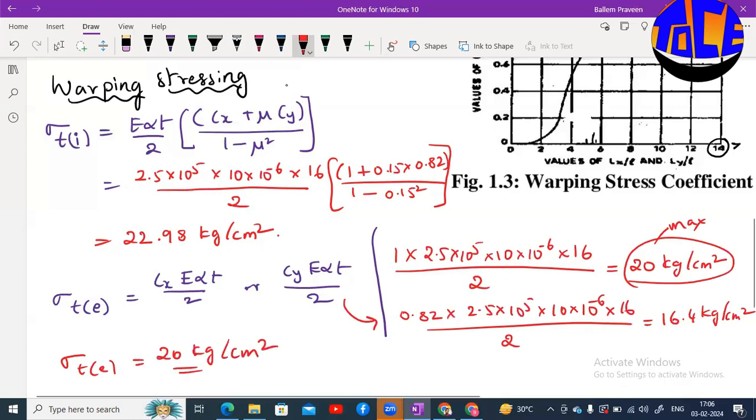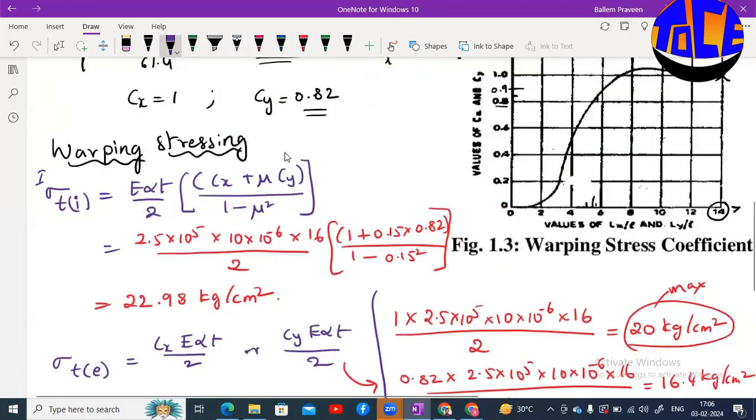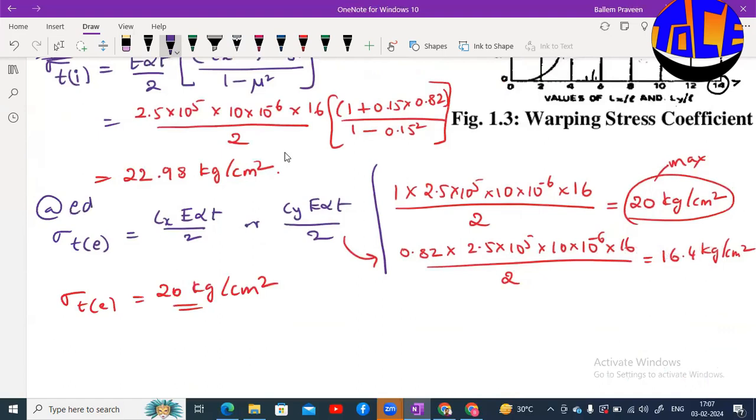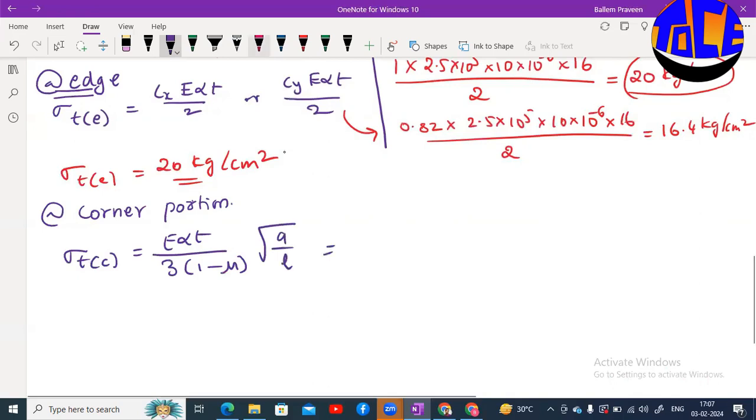Okay, now let us calculate the warping stress at the corner portion also. So this is at interior, this is at edge, and this will be at corner. Okay, so sigma Tc is equal to E alpha T by 3 into 1 minus nu under root A by L. So E is 2.5 into 10 to the power of 5 and alpha is 10 into 10 to the power of minus 6. T is 16.